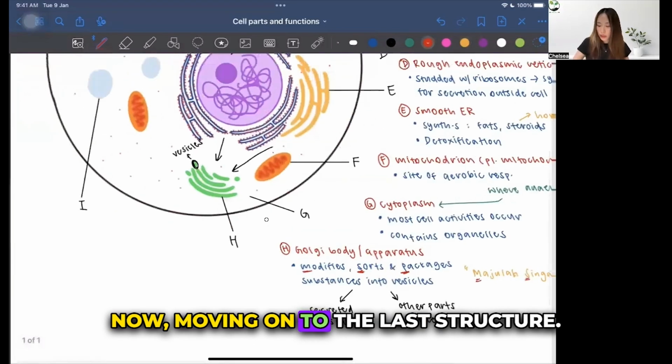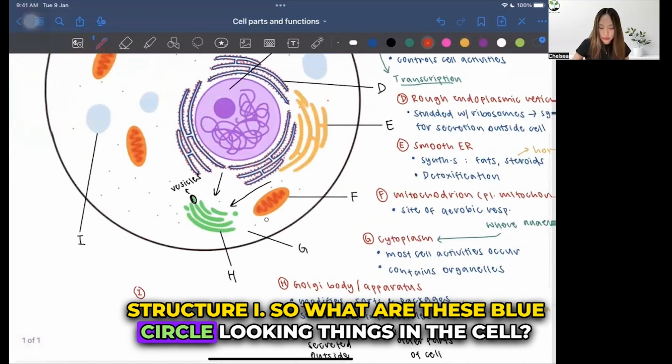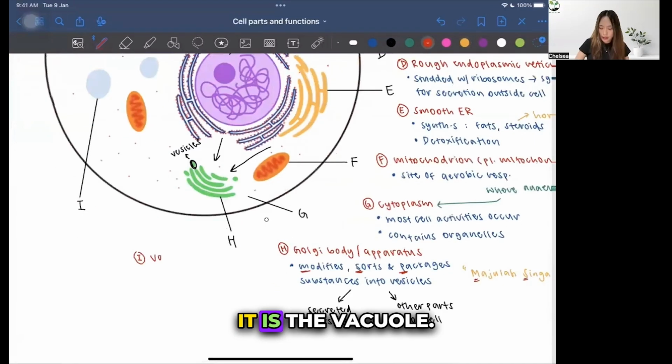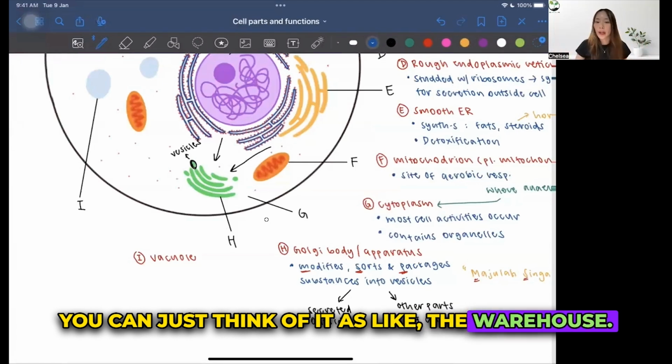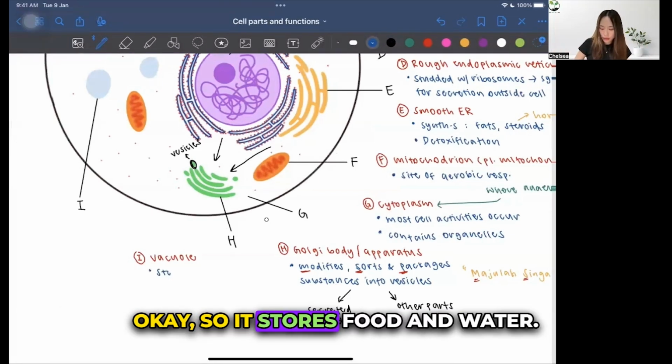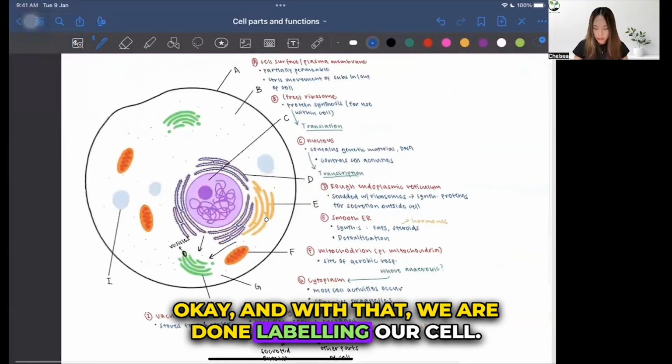Now, moving on to the last structure, structure I. What are these blue circle-looking things in the cell? It is the vacuole. And what's the function of the vacuole? You can just think of it as like the warehouse. It stores food and water. And with that, we are done labeling our cell.